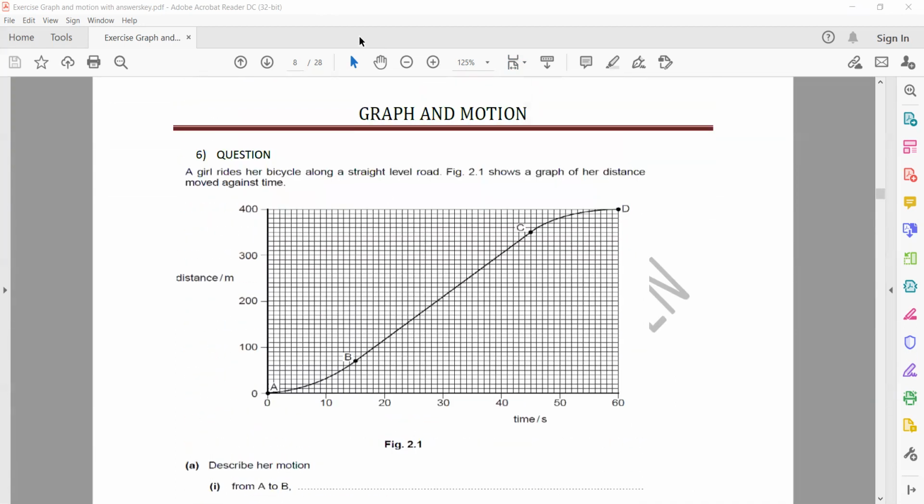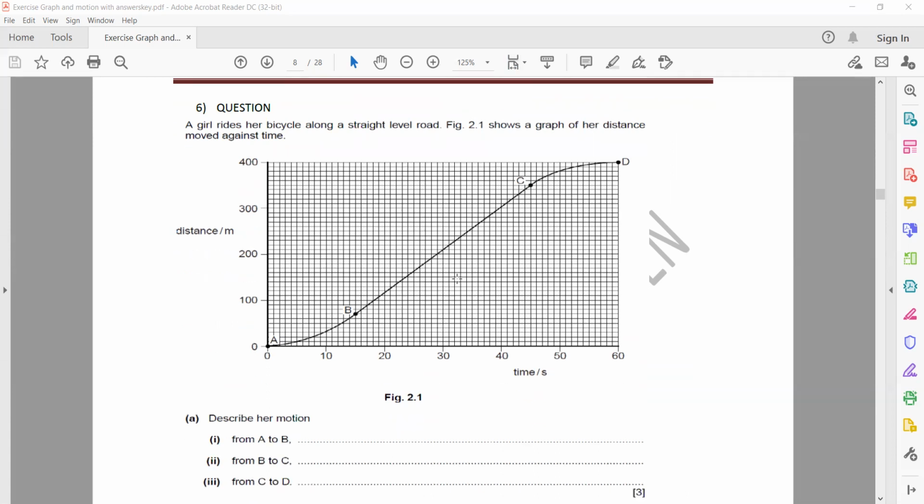Then her maximum speed. How to work out the maximum speed? The region where the slope or the angle is maximum will have the maximum speed. So which region has the highest slope? The region from B to C has the greatest slope, so it will have the maximum speed. Basically we'll work out the speed from B to C and we'll get the maximum speed. So how to work out the speed from B to C? We have to find the distance between B and C and the time interval.